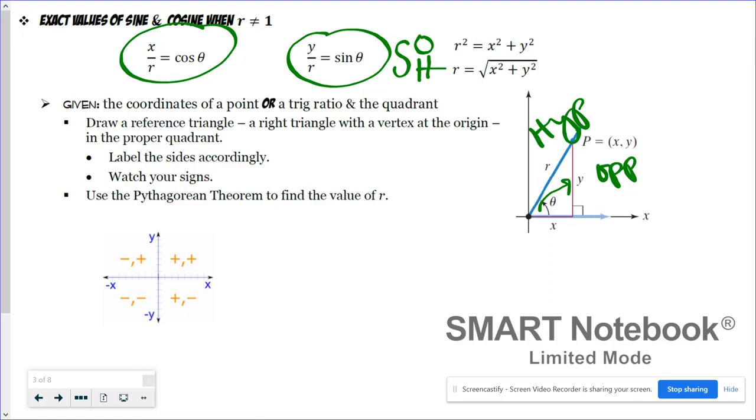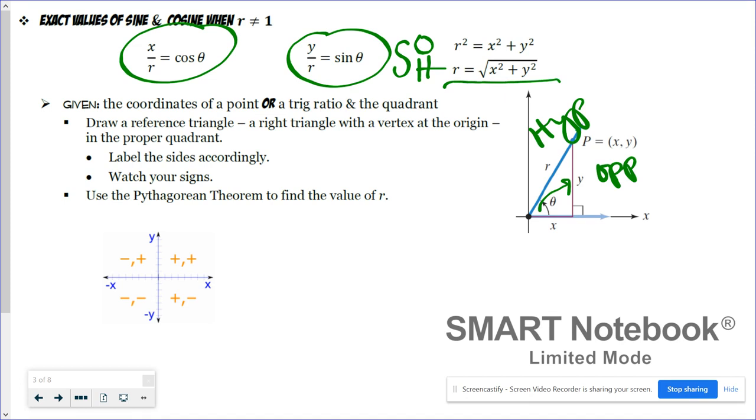Something else that you already know, that you've worked with in this course and in many courses prior, is the Pythagorean Theorem. So we can use the Pythagorean Theorem to find the radius. Going back to that triangle here, x squared plus y squared is r squared, and if I take the square root of both sides, I get that r, the radius, is equal to the square root of x squared plus y squared.